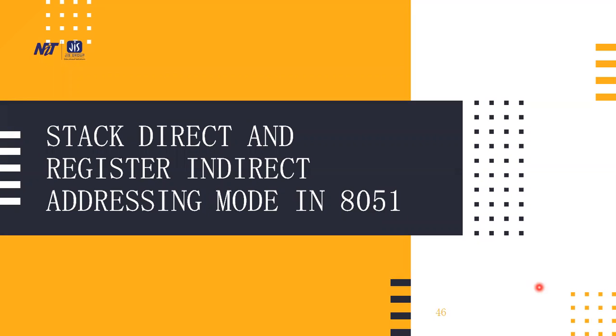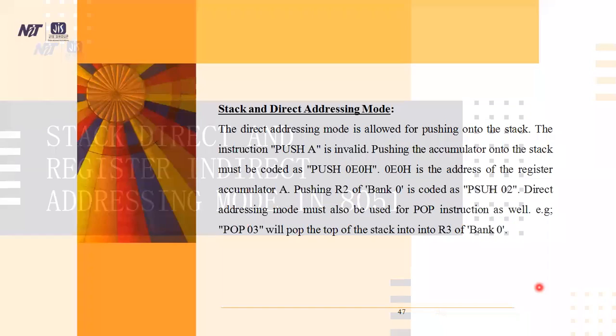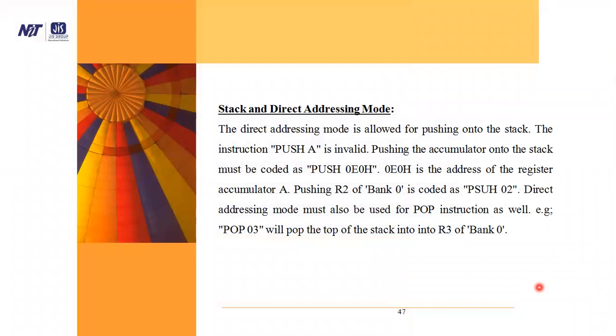Stack, direct and register indirect addressing mode in 8051. Stack and direct addressing mode: the direct addressing mode is required for pushing onto the stack. The instruction PUSH A is invalid. Pushing the accumulator onto the stack must be coded as PUSH 0E0H, where 0E0H is the address of the accumulator A. Pushing R2 of bank 0 is coded as PUSH 02.